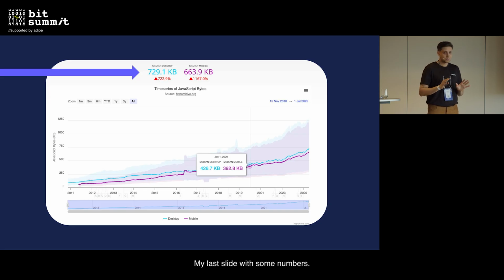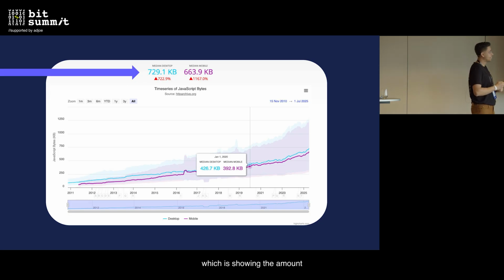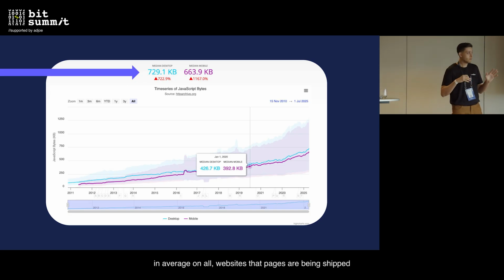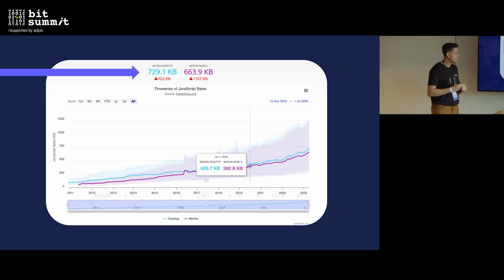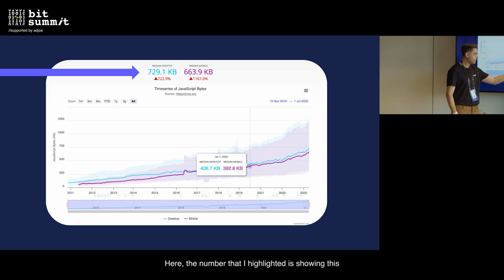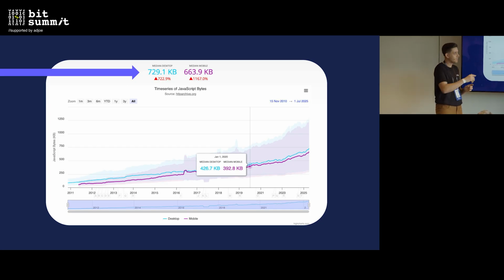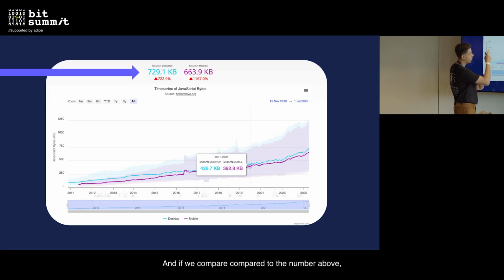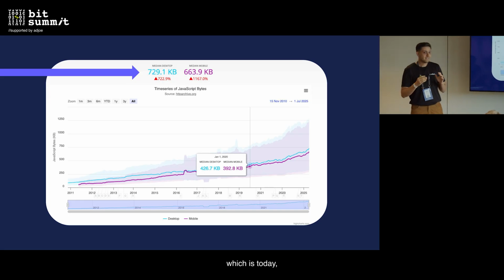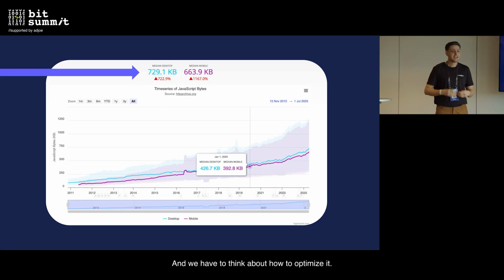My last slide with some numbers, I promise. Here I brought a chart which is showing the amount of JavaScript on average that all websites and web pages are shipping, from 2011 to today. The number that I highlighted is showing this number 5 years ago, which was around 400 kilobytes. And if we compare it to the number above, which is today, the number is almost doubled. So the number of JavaScript bytes that we are shipping is increasing, and we have to think about how to optimize it.